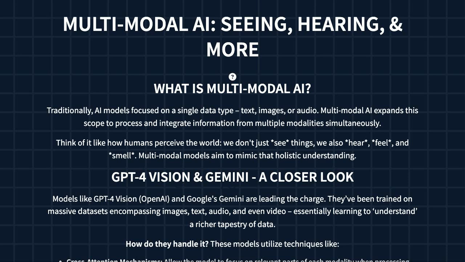Models like GPT-4 Vision and Google's Gemini are really pushing this field forward. They've been trained on huge amounts of data that includes images, audio, and video. They use clever techniques, things like cross-attention, to focus on what matters most in each input stream, and fusion layers to combine all that information into a single understanding. It's basically trying to mimic how we process the world using all our senses together.